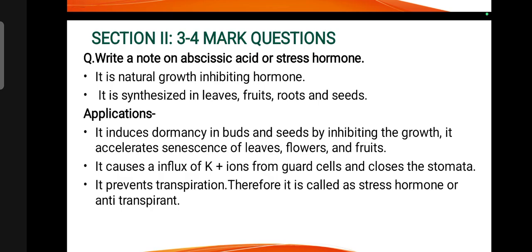Write a note on abscisic acid or stress hormone. It is a natural growth inhibiting hormone. It is synthesized in leaves, fruits, root and seeds. Application. It induces dormancy in buds and seeds by inhibiting growth. It accelerates senescence of leaves, flowers and fruits. It causes efflux of K plus ions from guard cells and closes the stomata. It prevents transpiration, therefore it is also called stress hormone or antitranspirant.